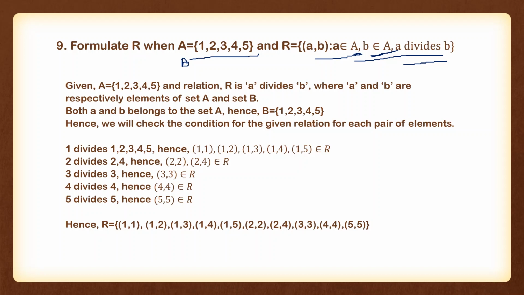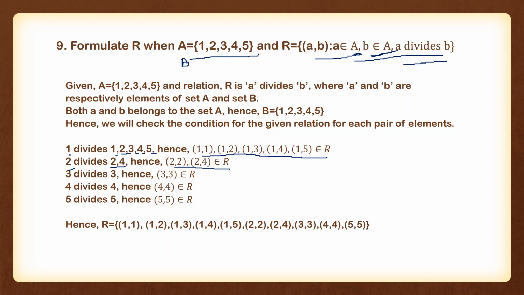So let's check out the first element. First element compared with 1 2 3 4 5. So 1 can divide 1 2 3 4 5. So 1 can divide all. So all the ordered pairs will be part of the relation. 1 1, 1 2, 1 3, 1 4, 1 5. Next, 2 is compared with the rest of them. 2 cannot divide 1 or 5. So 2 divides 2 and 4. So 2 4 belongs to R.